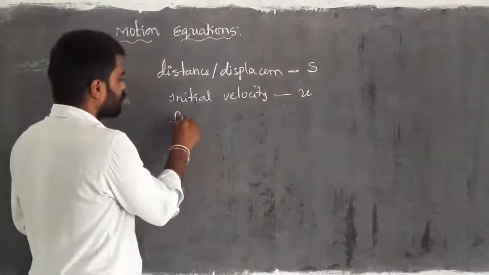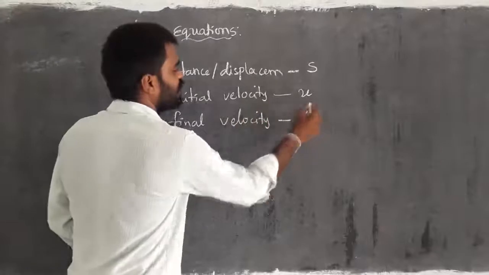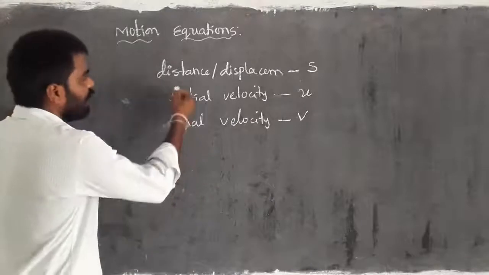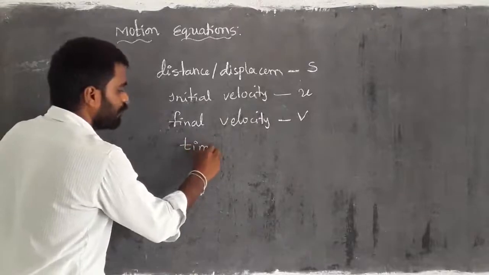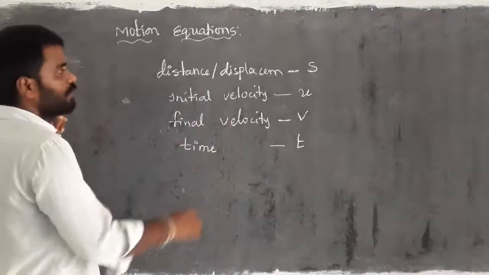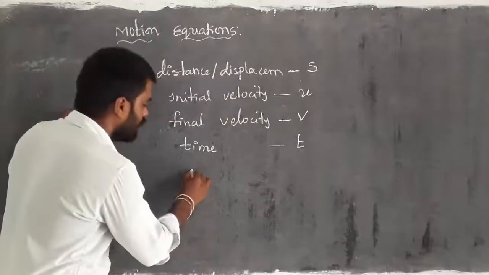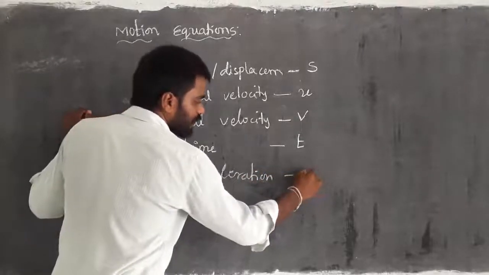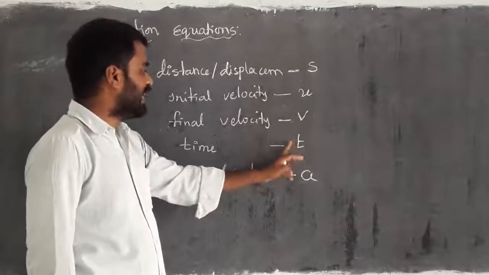On increasing the speed, it gets a final velocity. So final velocity we simply express with V, right? And we have one more thing. As the speeds or velocities change, some time passes. So the time period we simply express with T. And in the middle of that we have information about whether acceleration is changing or not. Here acceleration we represent with A, right? We have S, U, V, T, A.